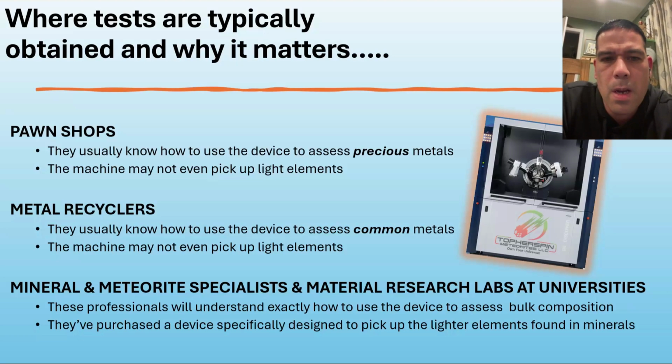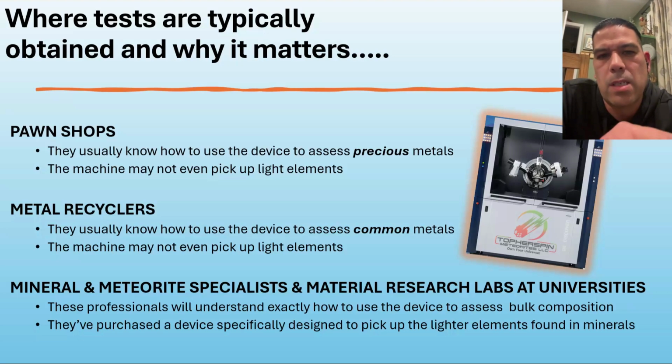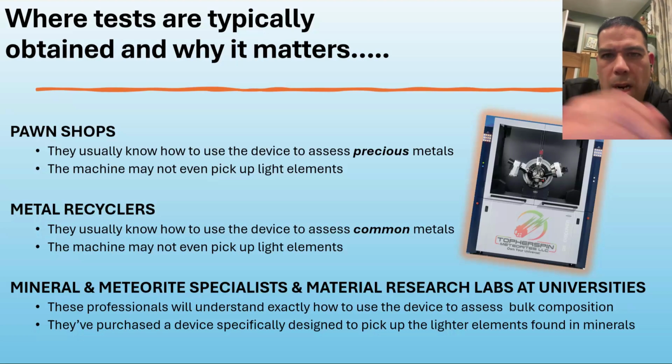The final group that you'll typically see these machines at are either mineral folks or meteorite folks that are very interested in doing their own compositions, in addition to research labs. That can be assay labs where they do it commercially for pay, or it could be at university material research labs where they're interested in doing research on materials and figuring out what different things are made out of. Again, a lot of times, especially for the minerals or meteorite folks, they're going to have a machine that they know can test minerals and is set up to the right parameters in the machine to get the right readings, so you're less likely to get false readings. Again, because they purchased the proper device and they know how to set it up in order to use it.